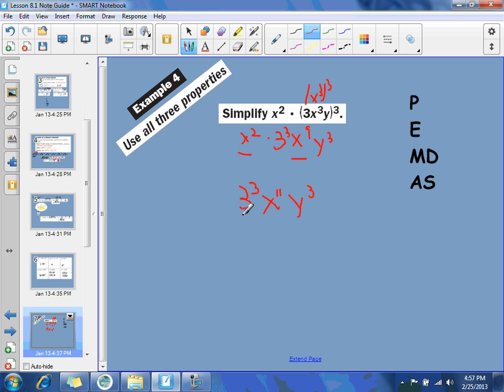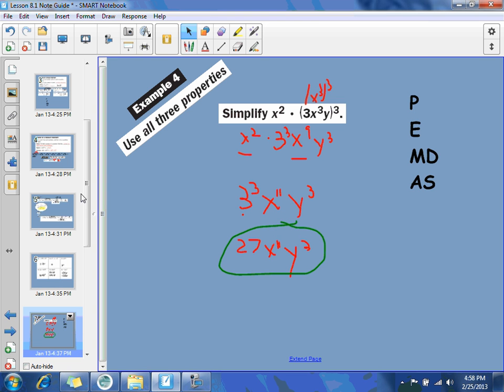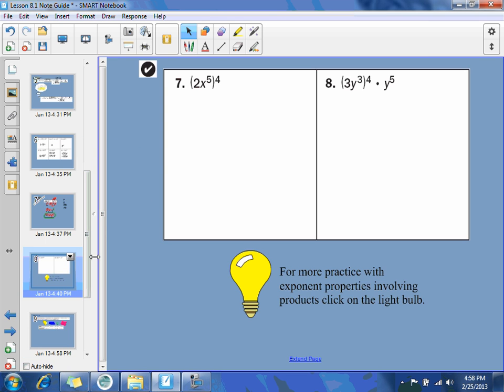I don't have anything to simplify that way. Now I have a number with my variable, so let's solve that. 3 times 3 times 3, 27. X to the 11th. Y to the third, and no joke, that's your answer right there. That is your final answer: 27, x to the 11th power, y to the third power.